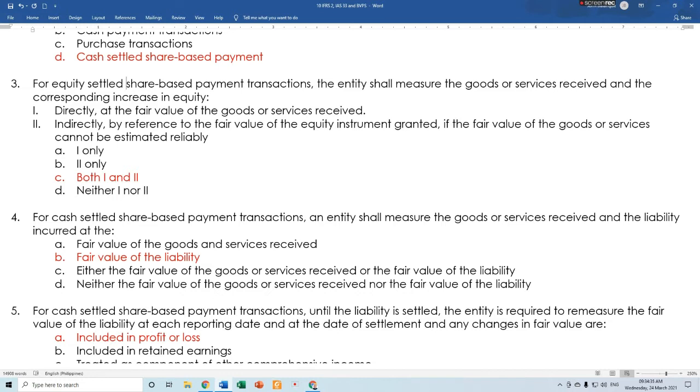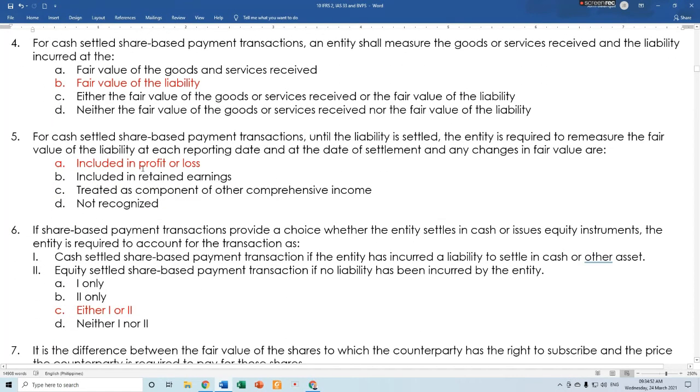So basically, saan ang correct dyan? Ang sagot ay letter C. Both 1 and 2 are correct. So ang first priority natin is hanapin mo muna yung fair value ng goods or services, tapos kapag hindi available, gamitin natin yung fair value ng shares or ng equity instrument on grant date.